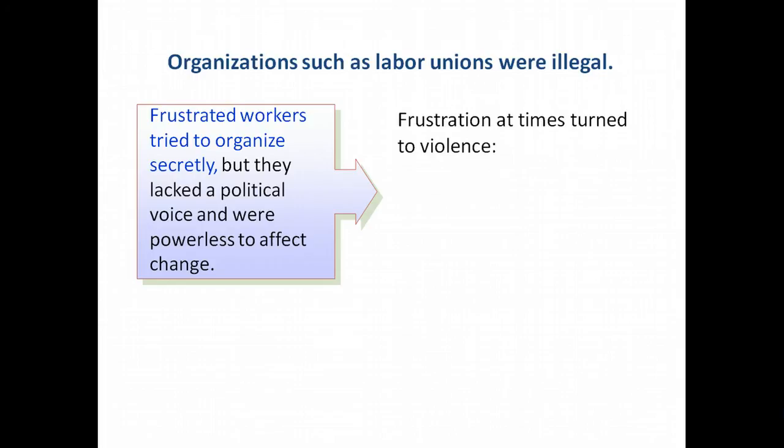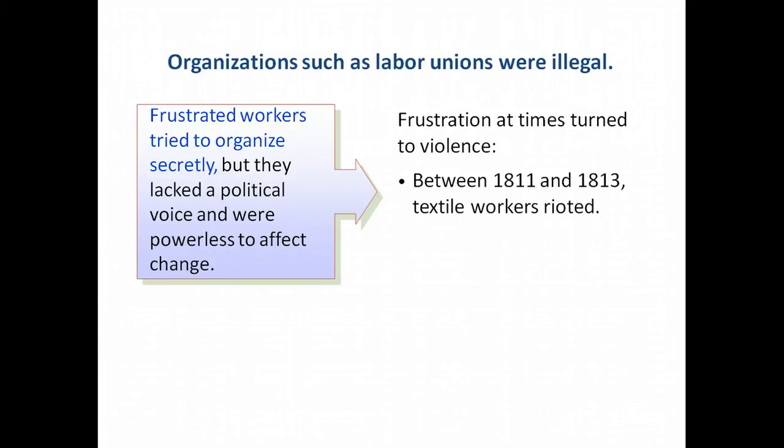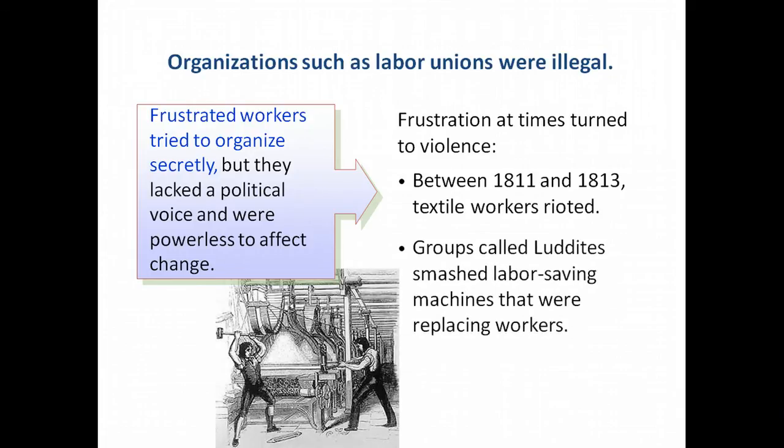This frustration, this powerlessness, oftentimes led to violence. And in the 1800s, we saw textile workers rioting against working conditions, looking for an improvement in their situation. There was also a small group that was against these labor-saving machines that they saw as replacing their jobs and replacing workers. This group's called the Luddites, and they would smash these machines. And sometimes in modern days, you'll hear the word Luddite used to describe someone who might be anti-technology.